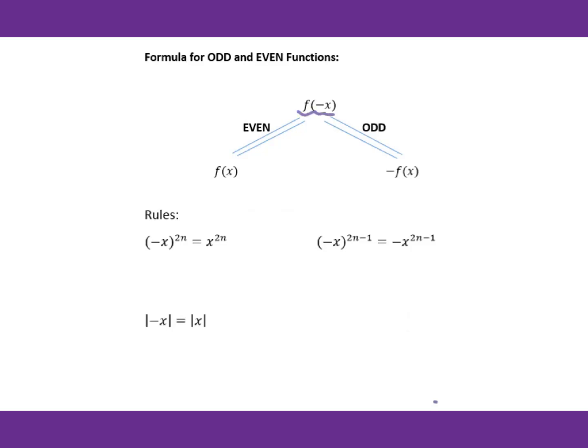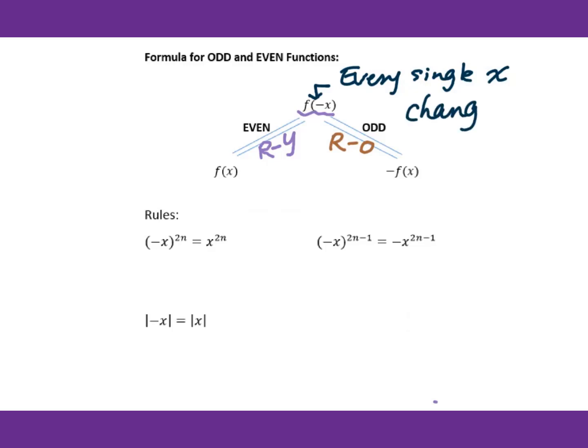If f of negative x equals f of x, we call this an even function. The graph will be reflected across the y-axis. If f of negative x equals negative f of x, then this function will be an odd function, and it's reflected across the origin. So what's the meaning of f of negative x? That means for every single x, change it into negative x.